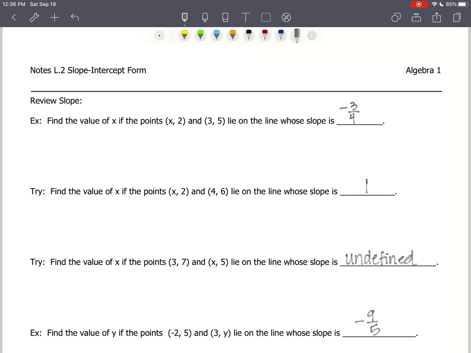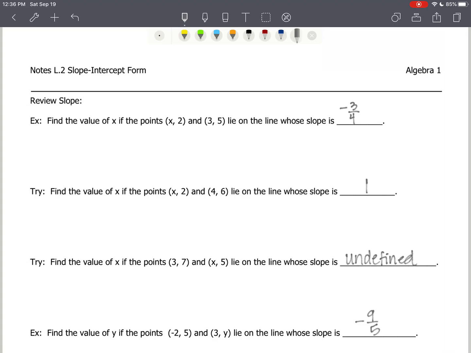Okay, in this lesson we are going to discuss slope-intercept form of a line, and we're going to begin by reviewing slope. Slope is a major feature of slope-intercept form, so it's good that we are able to review and have a solid understanding of our slope formula.